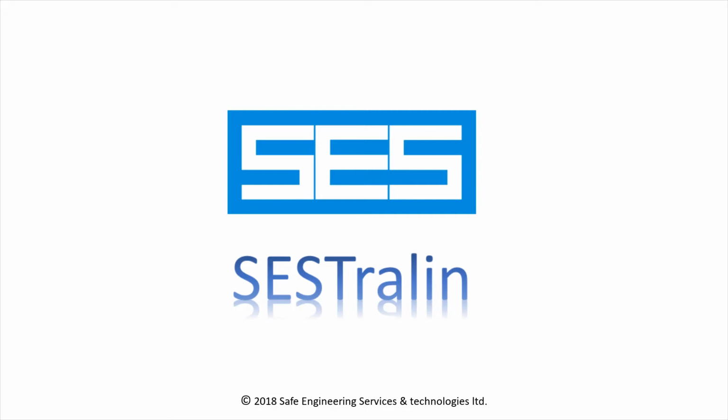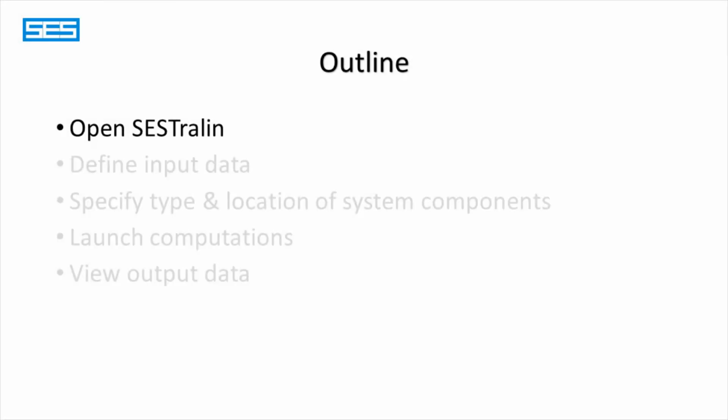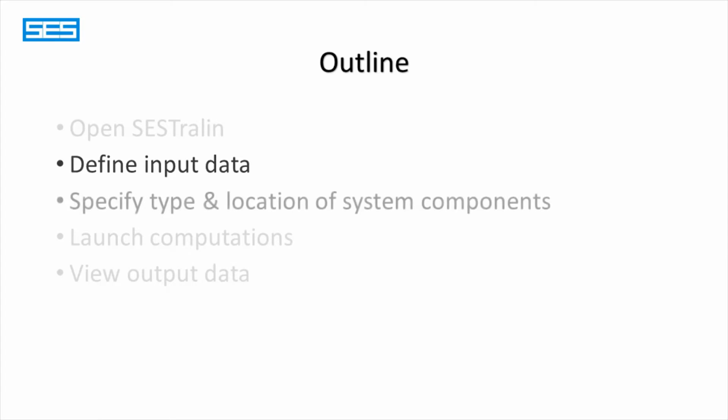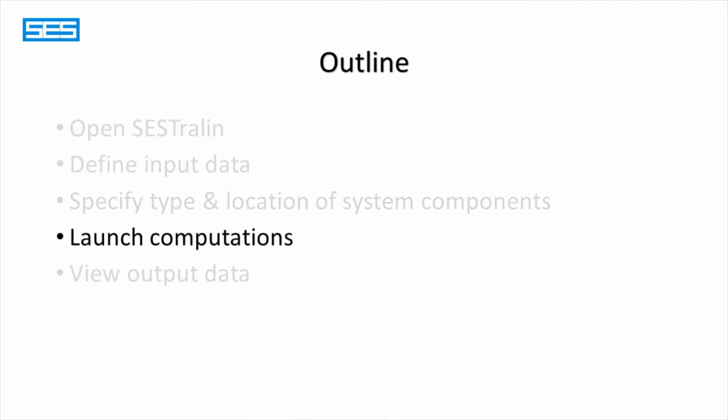SESTralin is one of the main computation modules of the multi-lines and right-of-way software packages, and it can be used to compute scalar potentials, electric and magnetic fields, and electrostatic and electromagnetic induction effects. In this video, we'll see how to open SESTralin, and we'll see where input data, such as soil characteristics, is defined within the application, as well as how to specify transmission line components. And we'll learn how to execute computations of line parameters and sequence components, as well as how to view the computations.